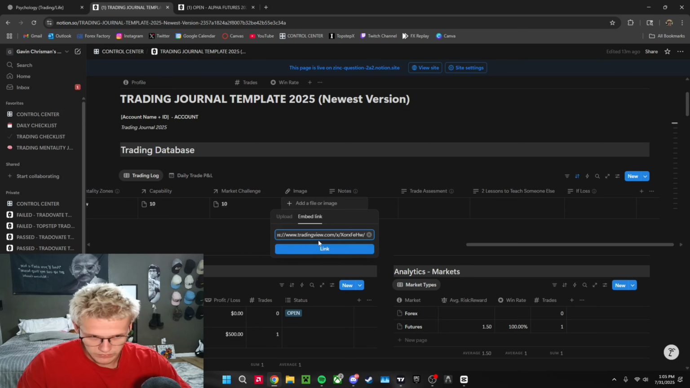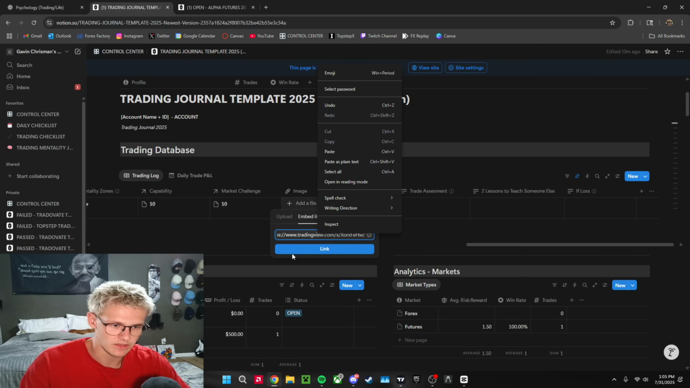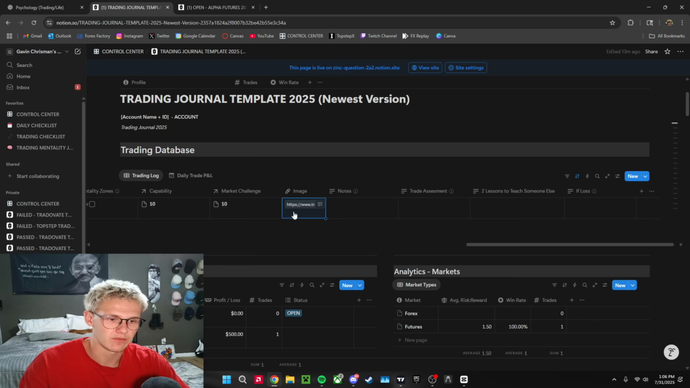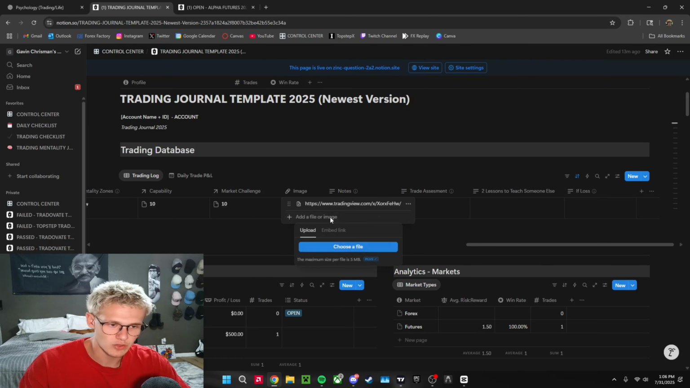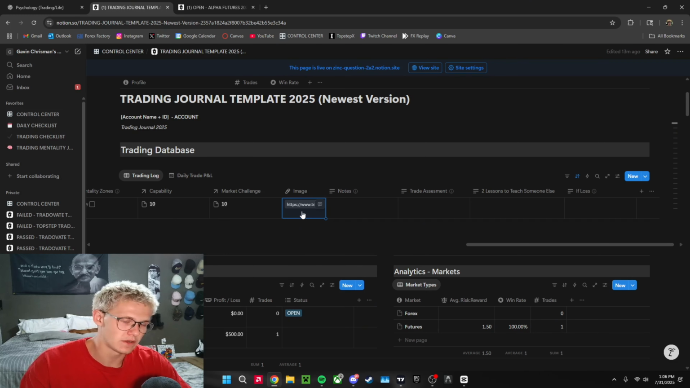All you do is Control V, maybe left click, copy paste, click link, and then you will have a file loaded up here. Keep in mind, you can add an endless amount of file links, but it is very important that you add it as a TradingView image link and not a JPEG image link or anything like that, not just an uploaded image, because if you do, it will upload as a very small image and you won't be able to view your trade basically.